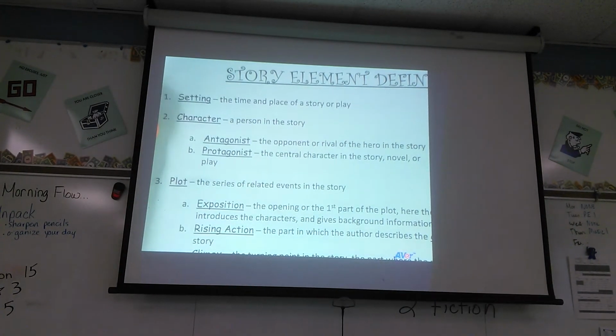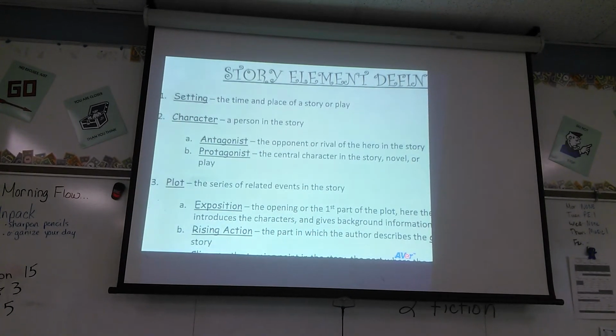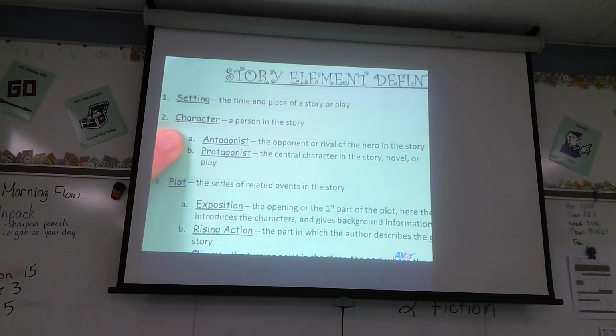All right, then we have characters. Obviously, a character is someone that appears in a story. We always have main characters, and then we have minor characters. Main characters are in the majority of the scenes. They're a pivotal person that we need to pay attention to. Minor characters are really not that important. They're there because they need to be there, but they're not necessarily pivotal to the storyline.